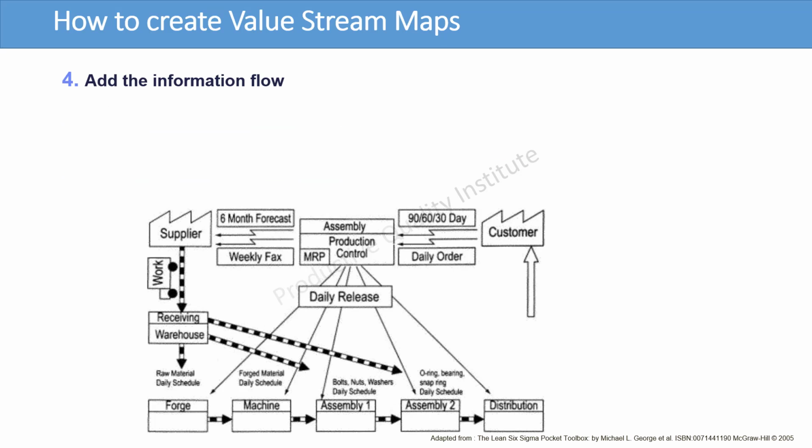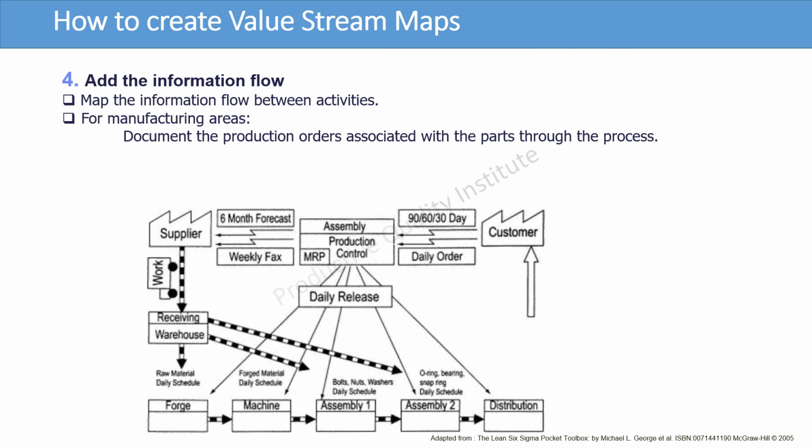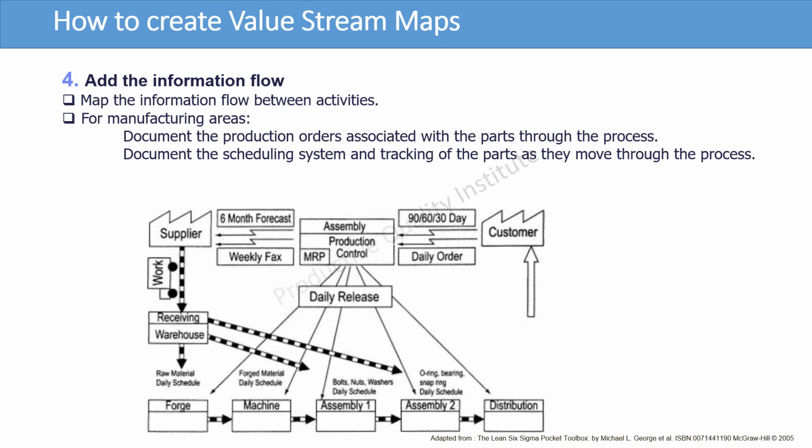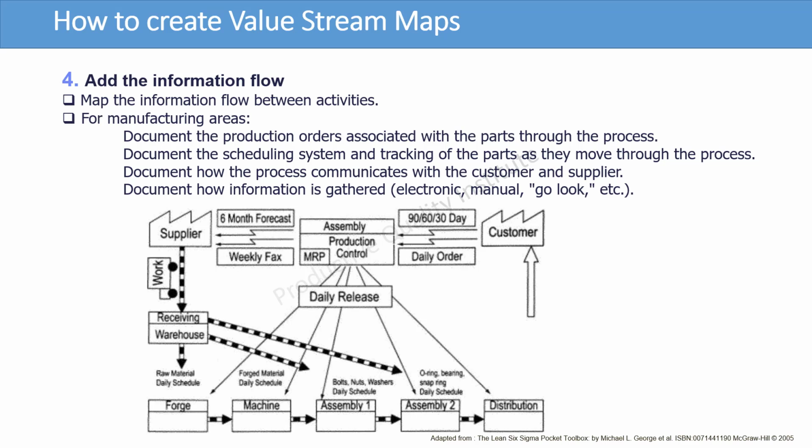4. Add the information flow. Map the information flow between activities. For manufacturing areas, document the production orders associated with the parts through the process. Document the scheduling system and tracking of the parts as they move through the process. Document how the process communicates with the customer and supplier. Document how information is gathered: electronic, manual, go-look, etc.